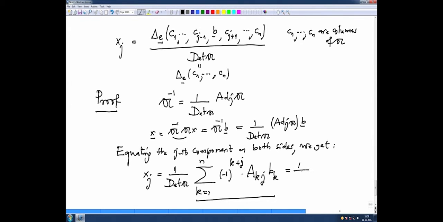1 over determinant as it is, delta E evaluated at C1 to Cj minus 1, B here, and Cn. That is because what was capital AKJ, that is EI here, but this B is a column vector. So, when you write it in terms of the standard basis, there will be BK, and then when you expand it is this. So, that proves this thing.